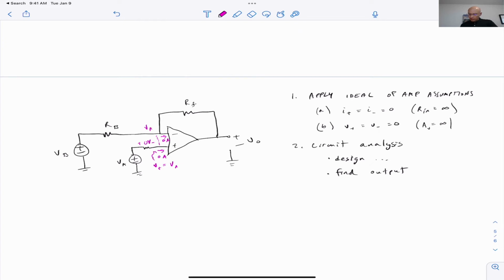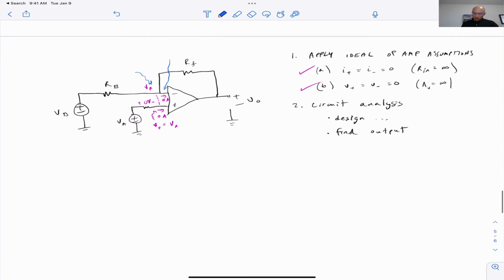So now we've applied that assumption, and we've applied I plus equals I minus equals 0. So we've applied our op-amp assumptions. Now we'll use circuit analysis. And one thing that is very common in these problems is that you want to write a KCL equation at the terminal where the feedback connects. So where is that? That's here. This is the input terminal where the feedback resistor connects. So we're going to do KCL here.